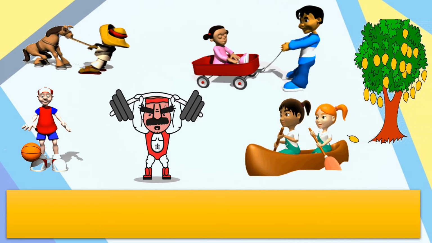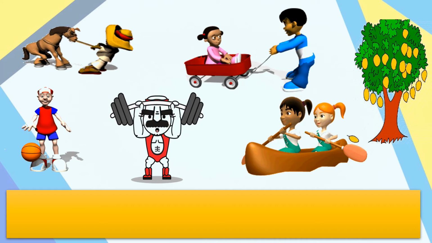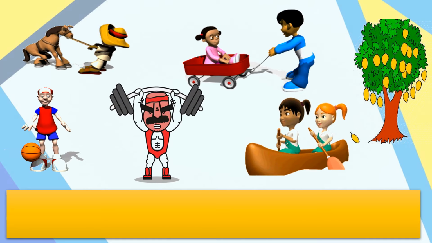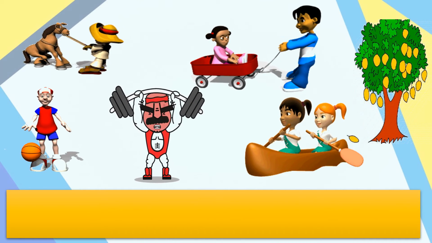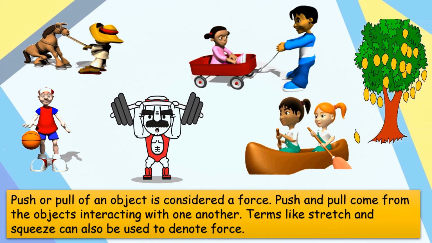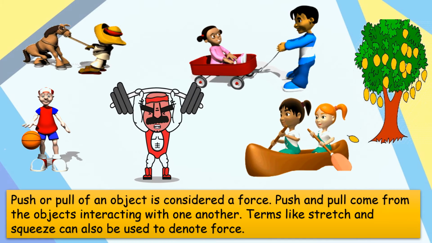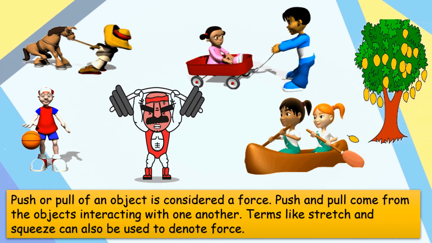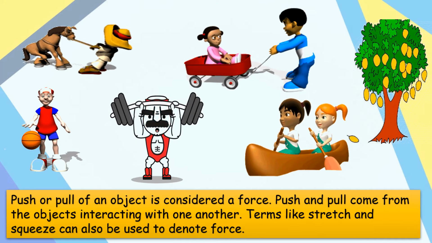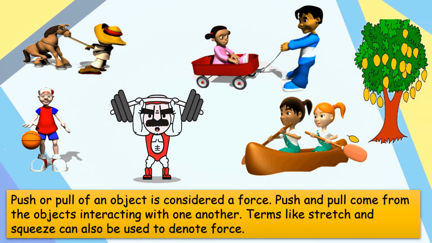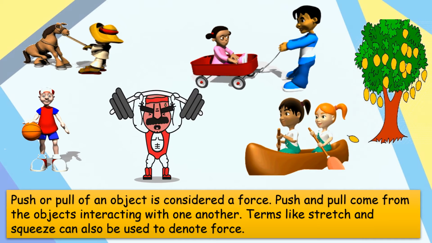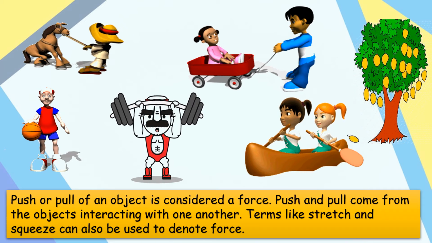Here you can see the mangoes are falling from the tree onto the ground. So there is also a force which is present in the ground, which is attracting any object towards itself. We will be learning about that also. First, let us understand any push or pull of an object is considered as a force. Okay, any push or pull, here you can see push and pull happening in the objects. This is what is force. Push and pull comes from the objects interacting with one another. Okay, so the terms like stretch and squeeze can also be used to denote force.